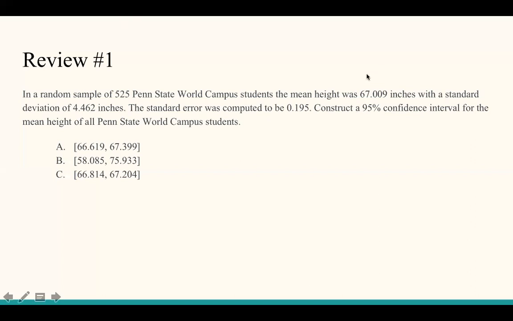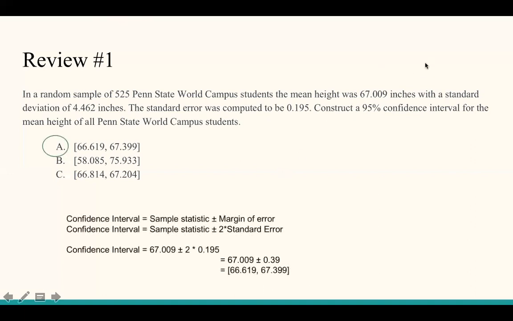Okay, let's go over this. The answer is A. Referring back to the formula, confidence interval equals sample statistic plus or minus margin of error. Remember, margin of error is just 2 times the standard error. I think I threw one of the options out there that used the standard deviation. I think that looks like B. In B, I used the standard deviation instead of the standard error. So you want to make sure that you definitely use the standard error.